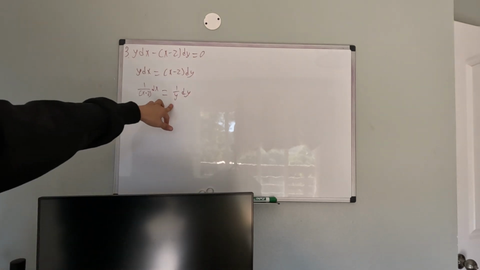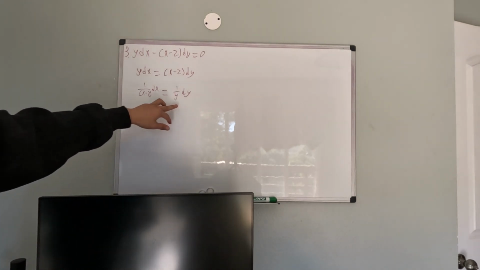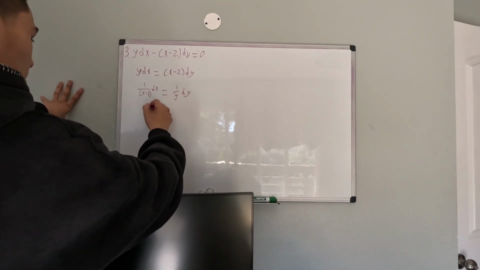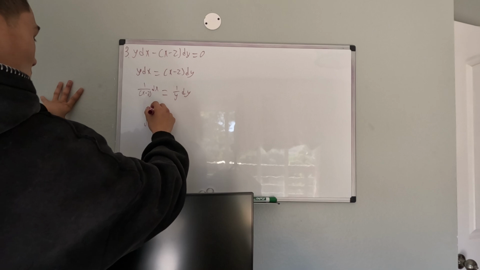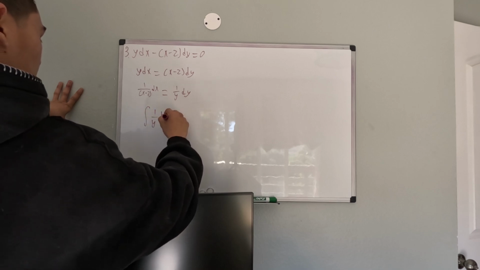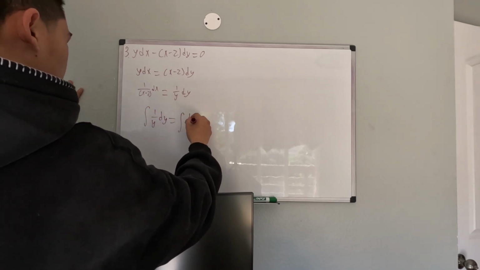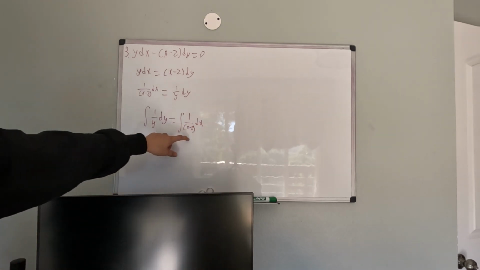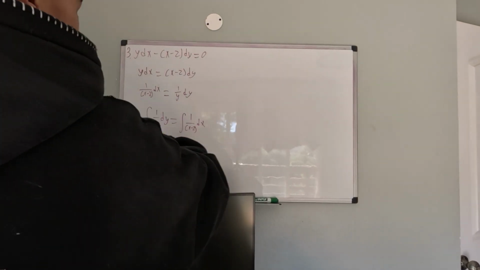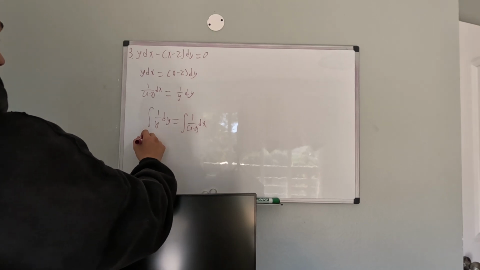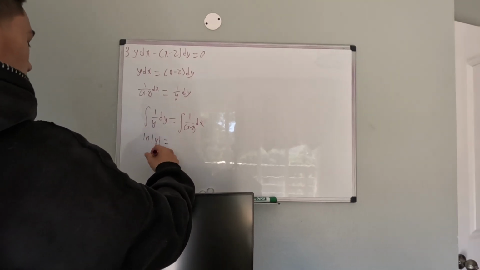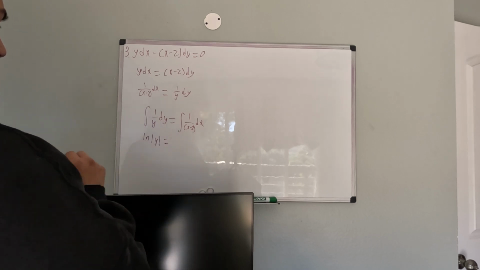Now, let's integrate both sides. I'm going to move the y's to this side. So we're going to say the integral of 1 over y dy equals the integral of 1 over x minus 2 dx. Now what does this equal right here? This right here is going to equal the natural log of the absolute value of y equals, what is this right here?